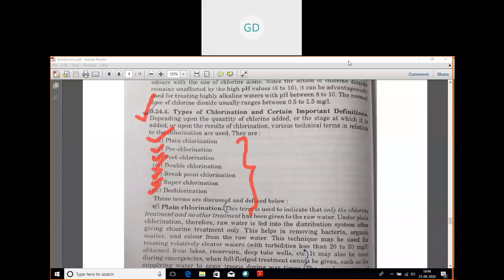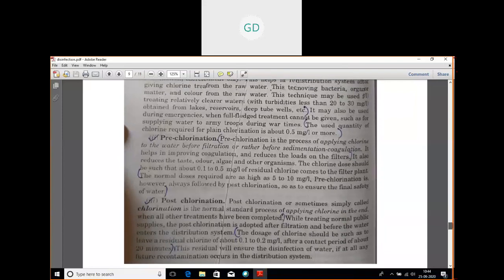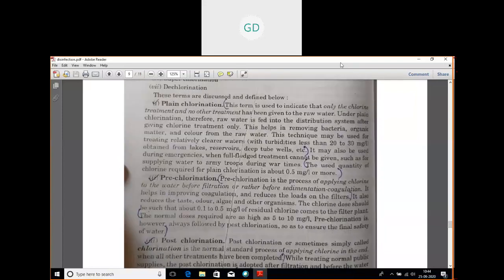Then let us see what is plain chlorination. Okay, what is plain chlorination? Let us see.